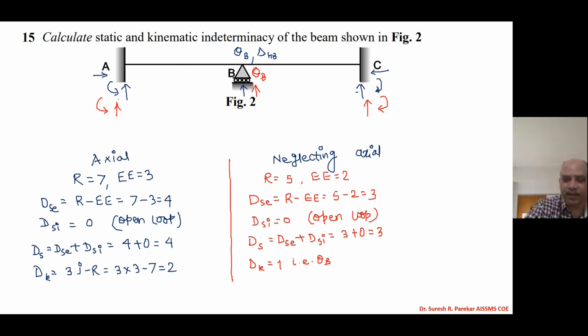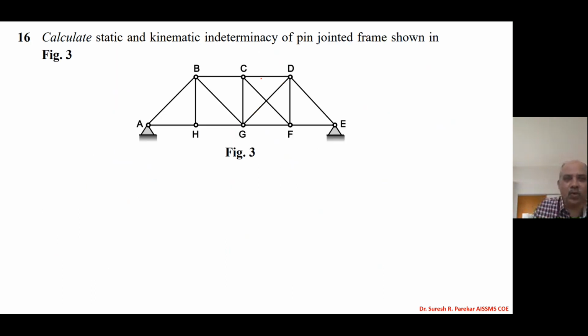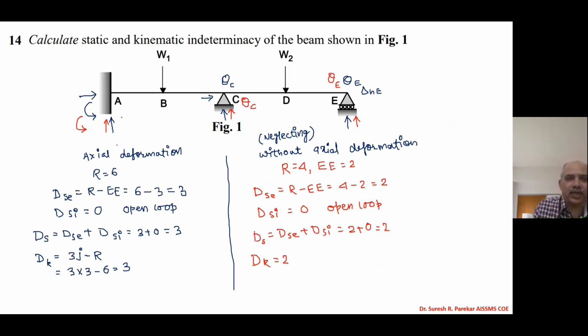So this is problem number 15. Then we will go to problem number 16. Now this is a pin jointed structure. And here we do not have with and without axial deformation. The above two structures are rigid jointed structures. In case of rigid jointed, we have three displacements.